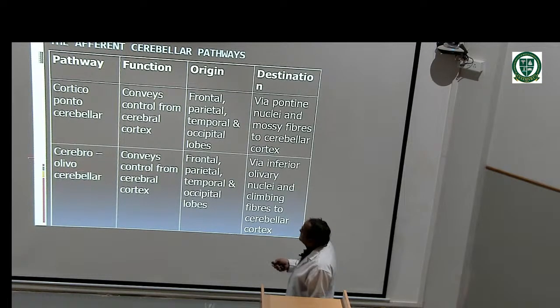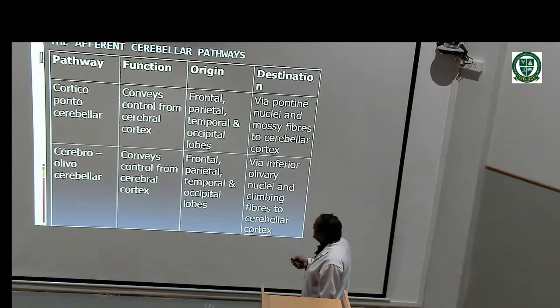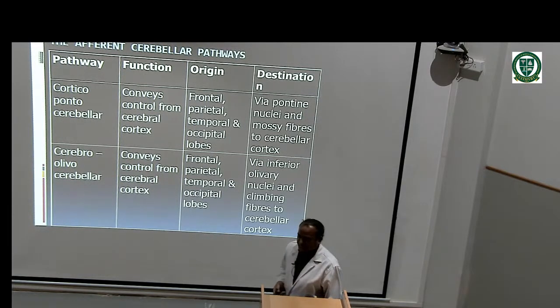The next pathway is the cerebro-olivo-cerebellar pathway. It conveys control from the cerebral cortex. They arise from the same lobes of the cerebrum: frontal, parietal, temporal, and occipital lobes, and they end in the cerebellar cortex via the inferior olivary nucleus and climbing fibers. And these are called climbing fibers.